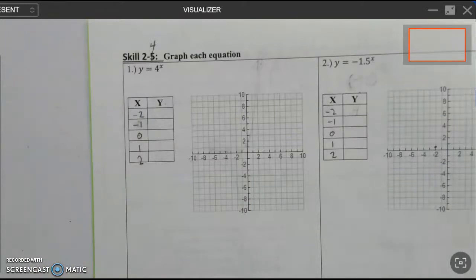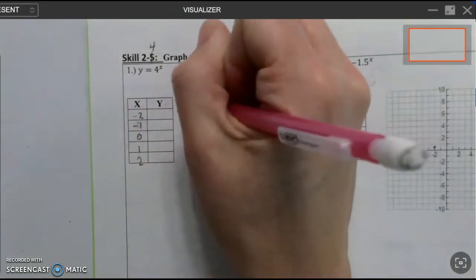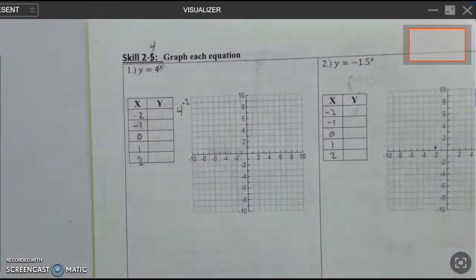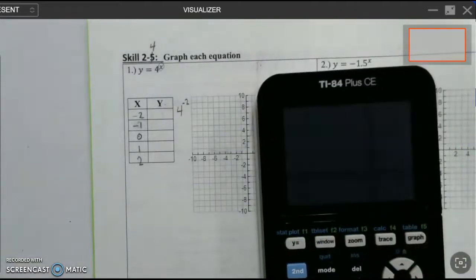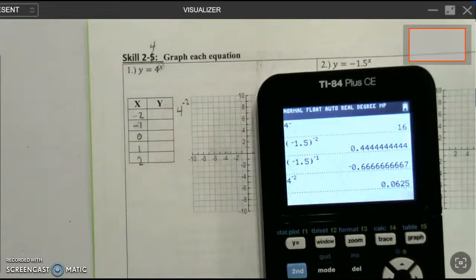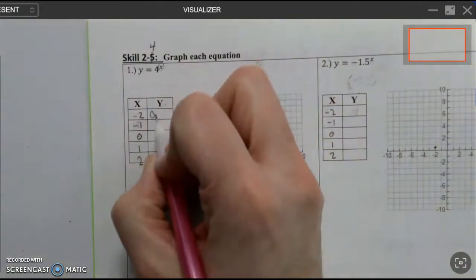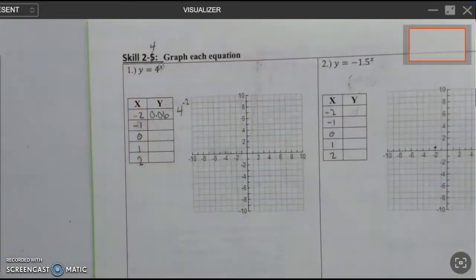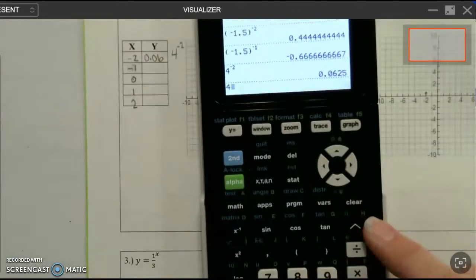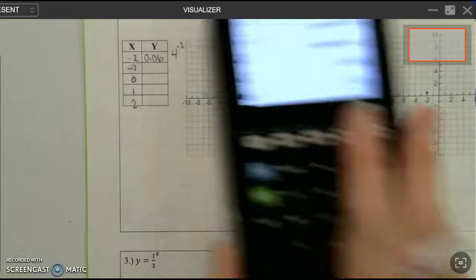Okay, so how do I type this into my calculator? I'm going to type in 4 to the negative second power. So I'm just putting negative 2 in for x, typing it into my exponent. 4 to the negative second power is 0.06. Now you might be thinking, how am I going to get that on the graph? Don't worry, we'll go over that. Then I'll type in 4 to the negative 1. I'm using this upside down V button for my power. Negative 1, just 0.25.